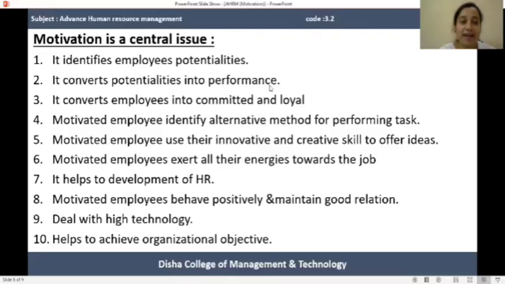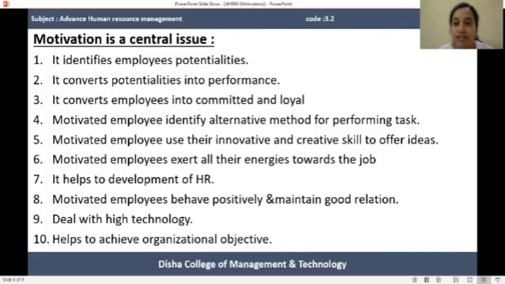Next comes our last topic, that is, the role of motivation. How motivation is a central issue. How motivation is an important factor for the organization, and what role it has to play. How it helps the organization to achieve its objective, and in what way it helps. First, it identifies the employees' potentialities. It means motivation helps the organization and employees to identify their potentialities.